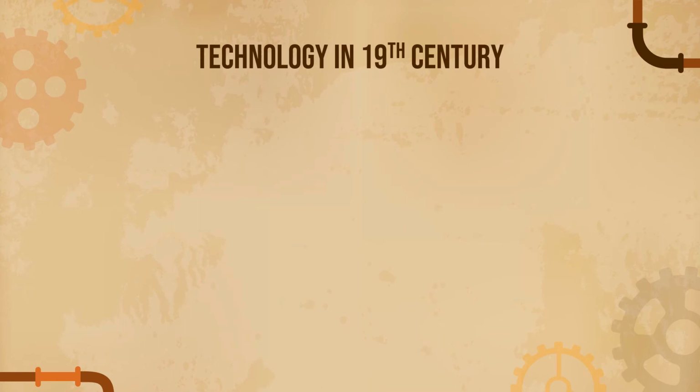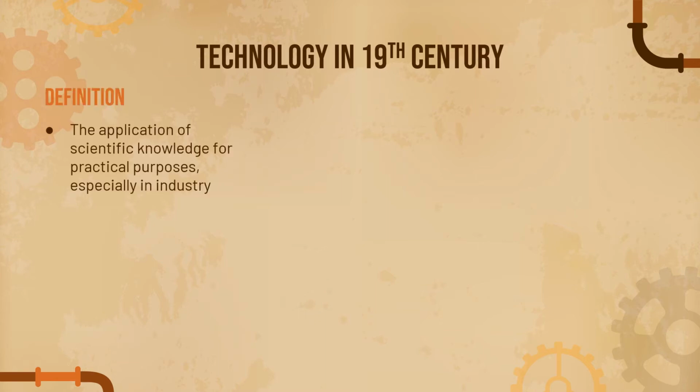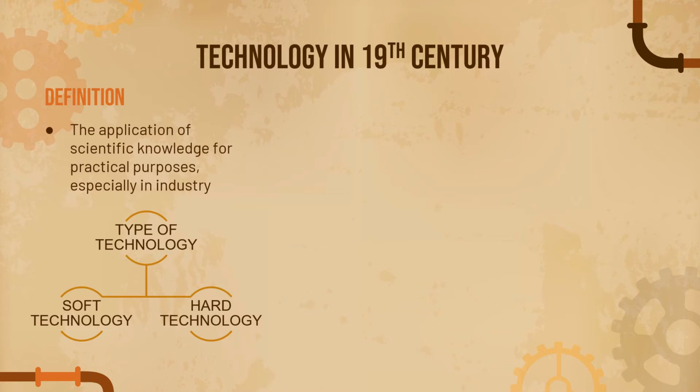Since we have already finished with science in the 19th century, now let's move to technology in the 19th century. Technology is an application of scientific knowledge for practical purposes, especially in industry. Technology is divided into two, which are soft technology and hard technology. Soft technology is flexible and empowers creativity, while hard technology is the tangible component that can be assembled into an effective technology system. An example of soft technology is knitting needles, and for hard technology, the computer.